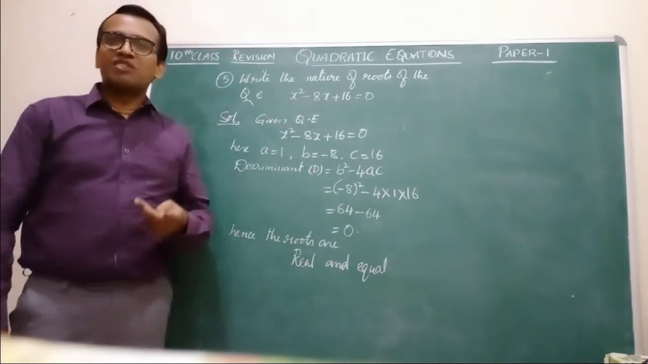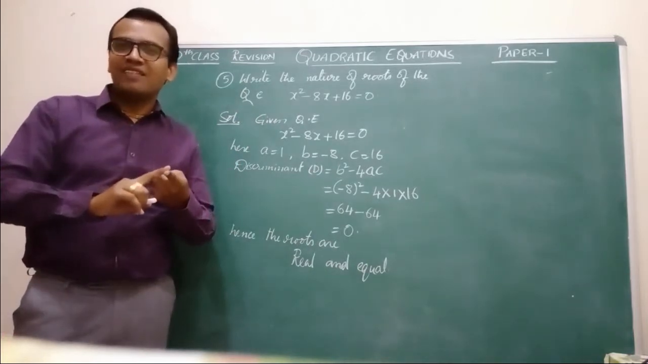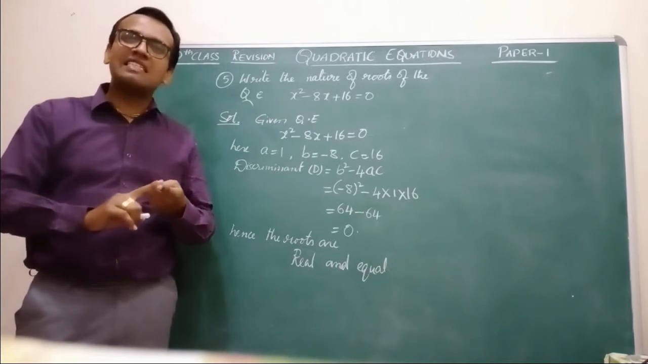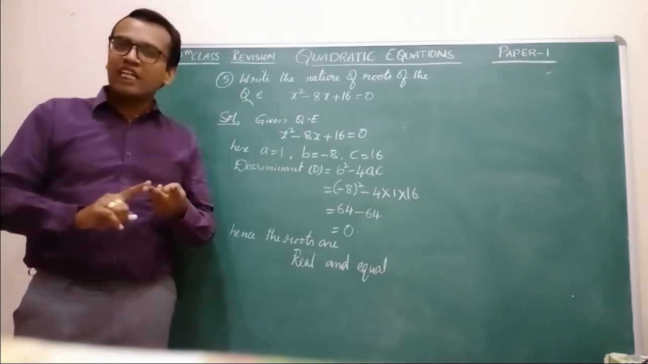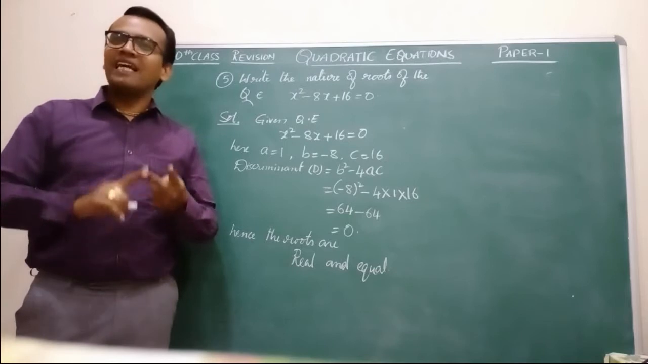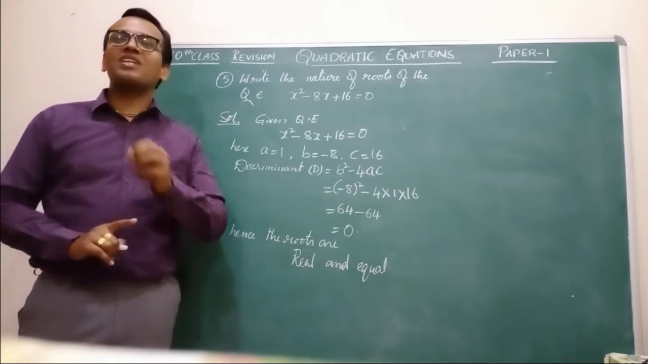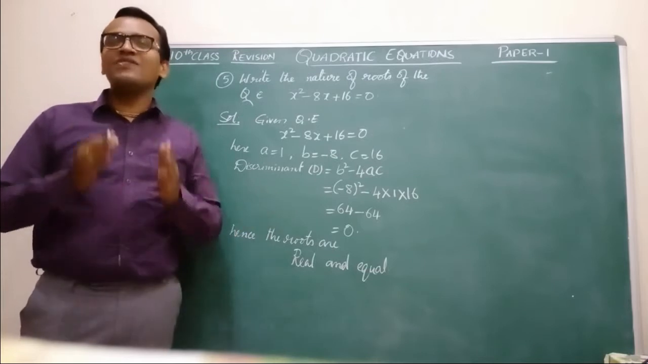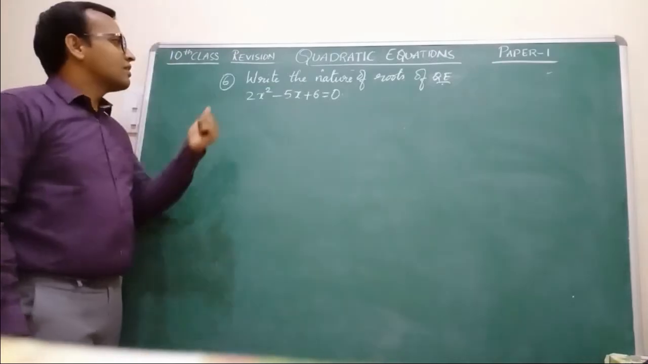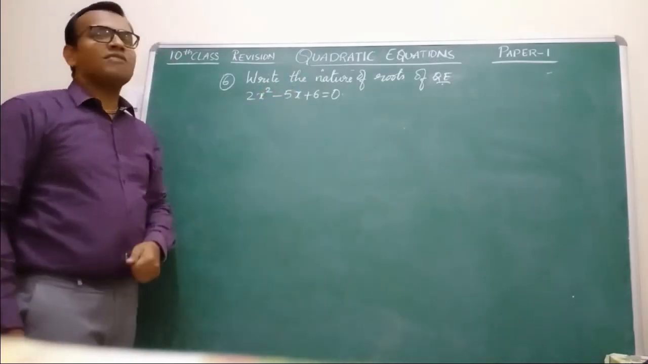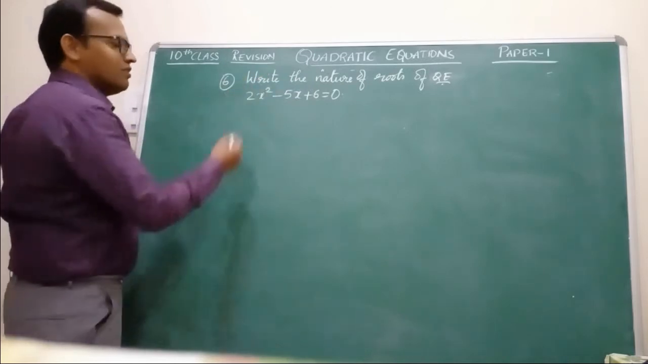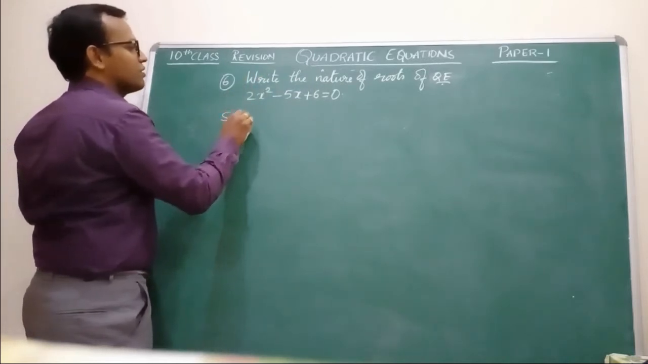So once again, let us see what are the nature of roots. 3 different situations. If the discriminant is greater than 0, roots are real and distinct. If the discriminant is equal to 0, roots are real and equal. If the discriminant is less than 0, then the roots are not real, which means imaginary. He is asking us to find the nature of roots of the quadratic equation. So let's move into the solution.